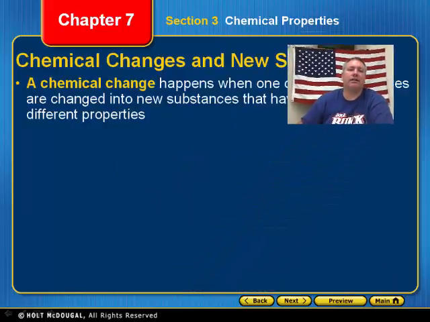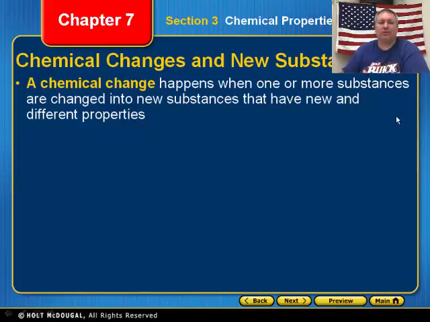Now, chemical changes and new substances. What happens when a chemical change happens? Well, when one or more substances are combined chemically, a new substance is formed. That new substance has new and different properties, and that's something you have to pay attention to. Chemical change creates new and different substances that have different properties.